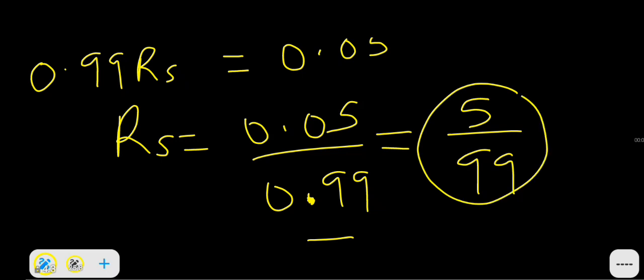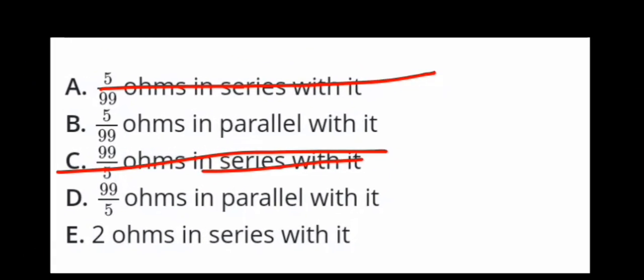You have to put it in decimal points, because if you look at the options, they are like this. So the shunt resistance is 5/99 ohms. So you have 5/99 ohms in parallel. So this is the answer here. The answer is option B.